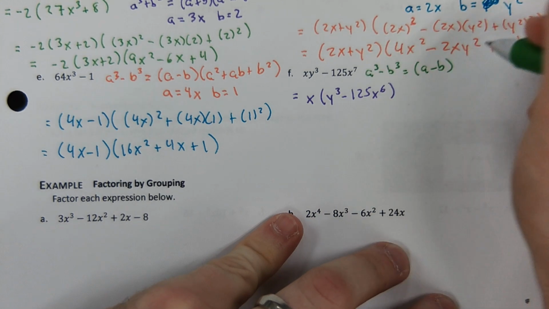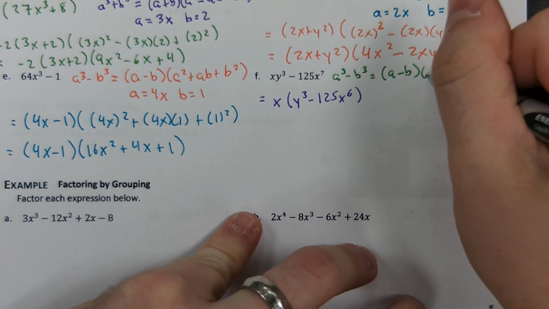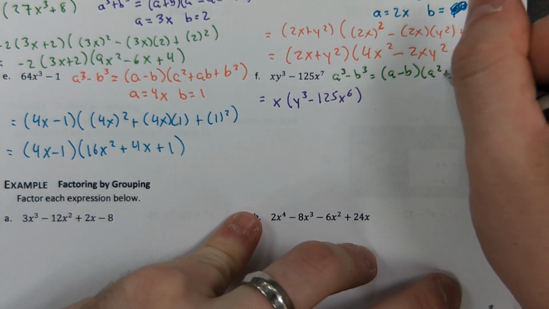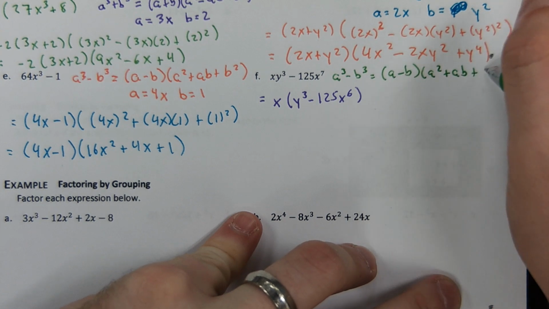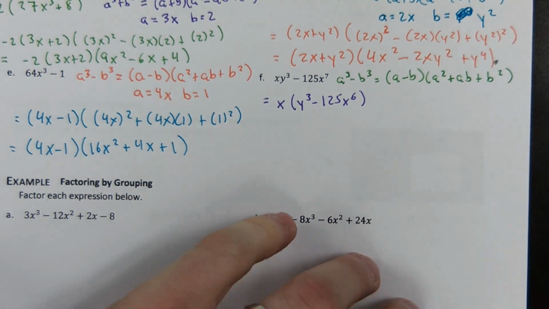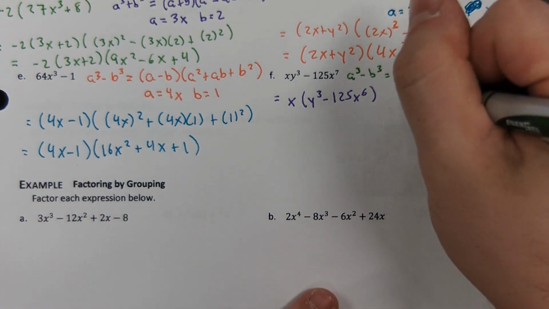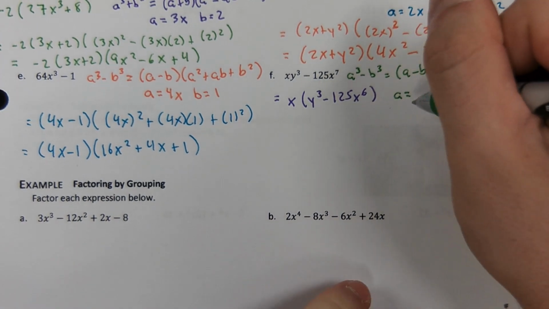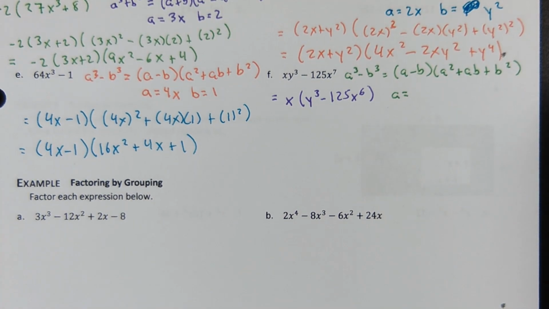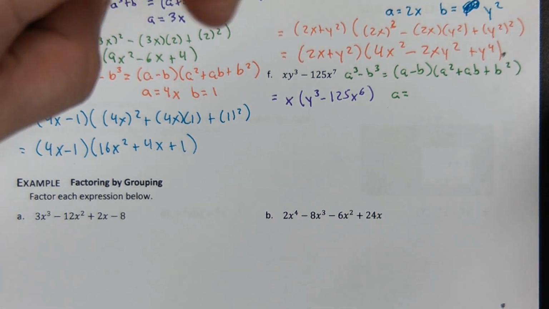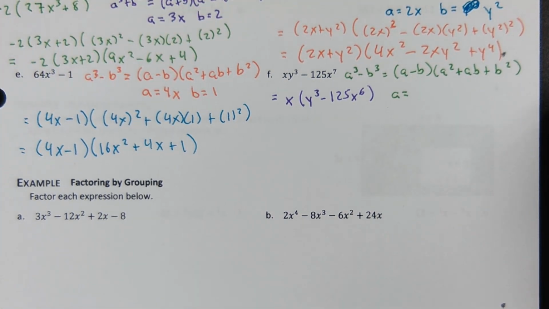Matching symbol goes between a and b. Opposite symbol will get written after a squared. Last symbol is always a plus. And there it is. A cubed is y cubed. I hope it's really obvious that our a term is just y.